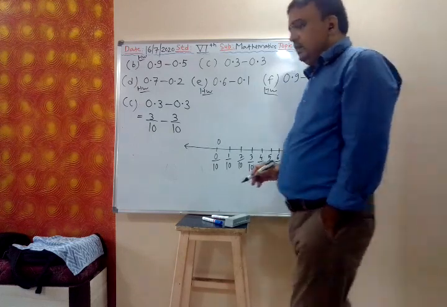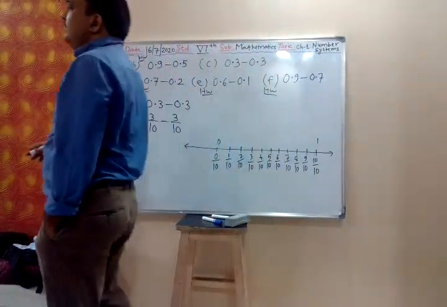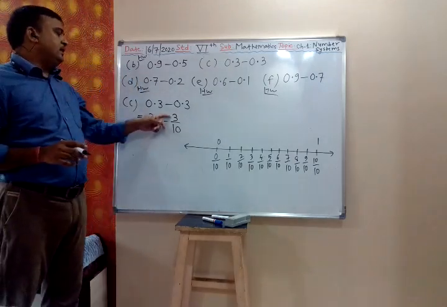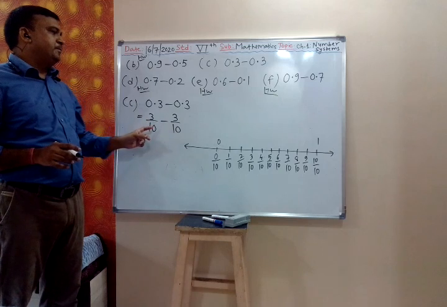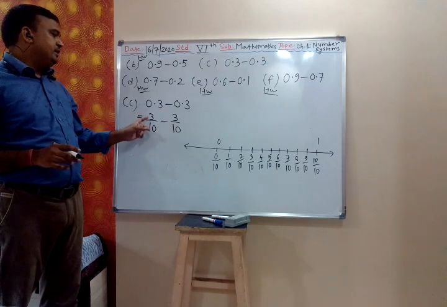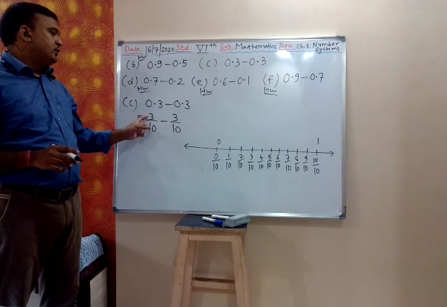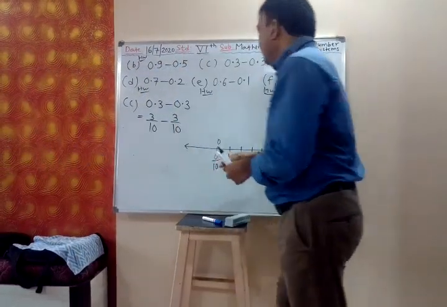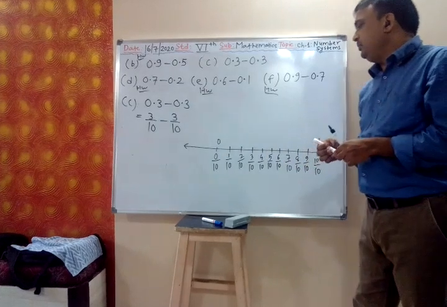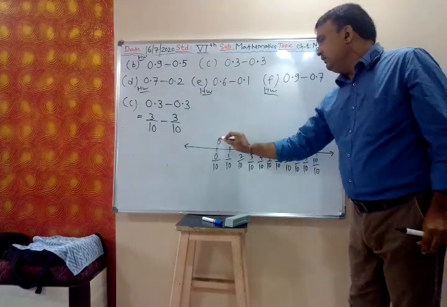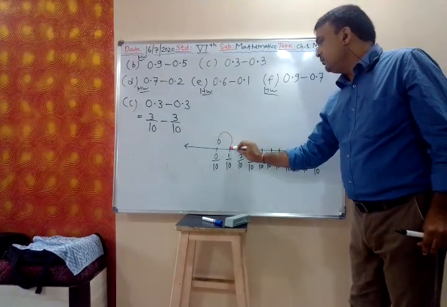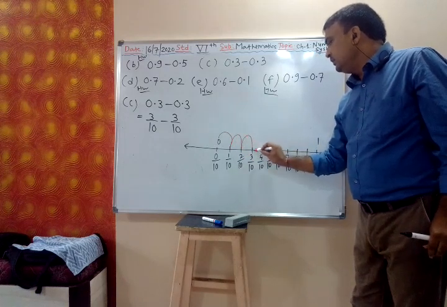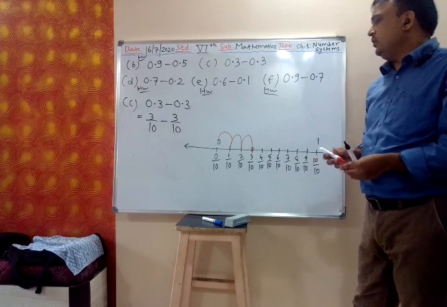We divide the number line between 0 and 1 into 10 equal parts, because it is 3 upon 10. Denominator is 10. Now we want to represent 3 upon 10. From 0, I will move 3 steps to the right: 1 step, 2 step, and 3 step. We reach the point 3 upon 10.